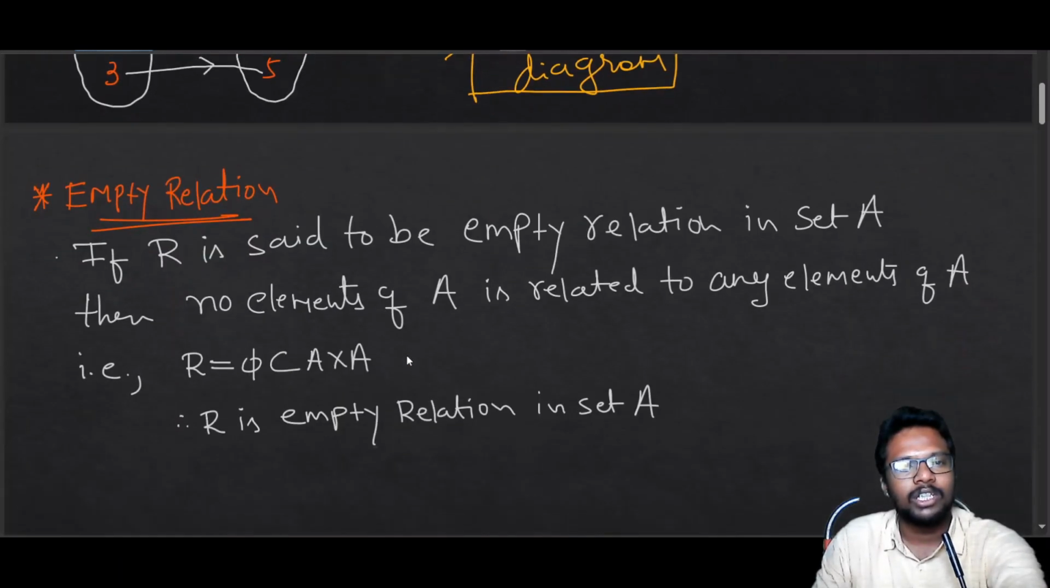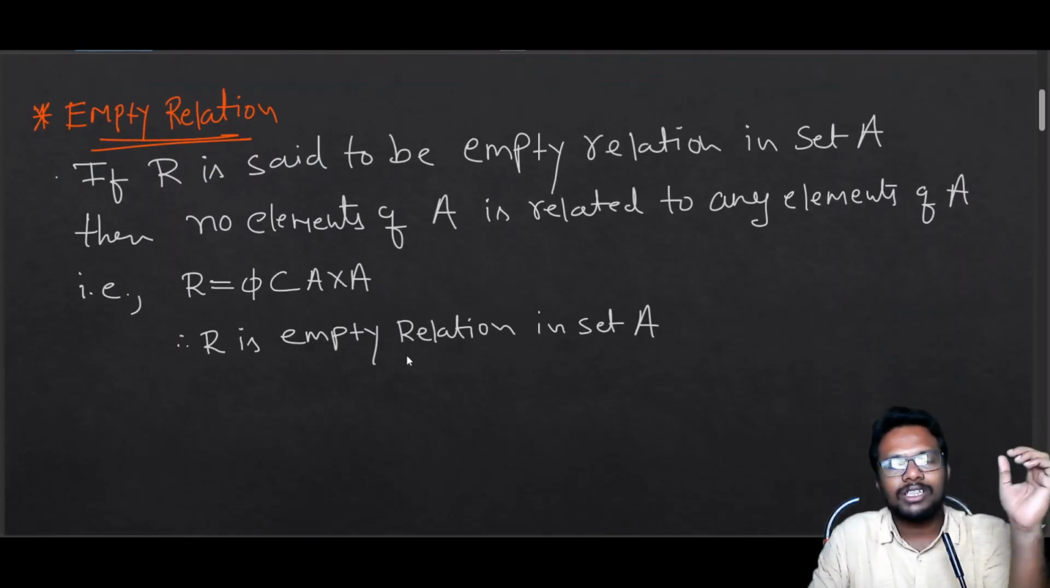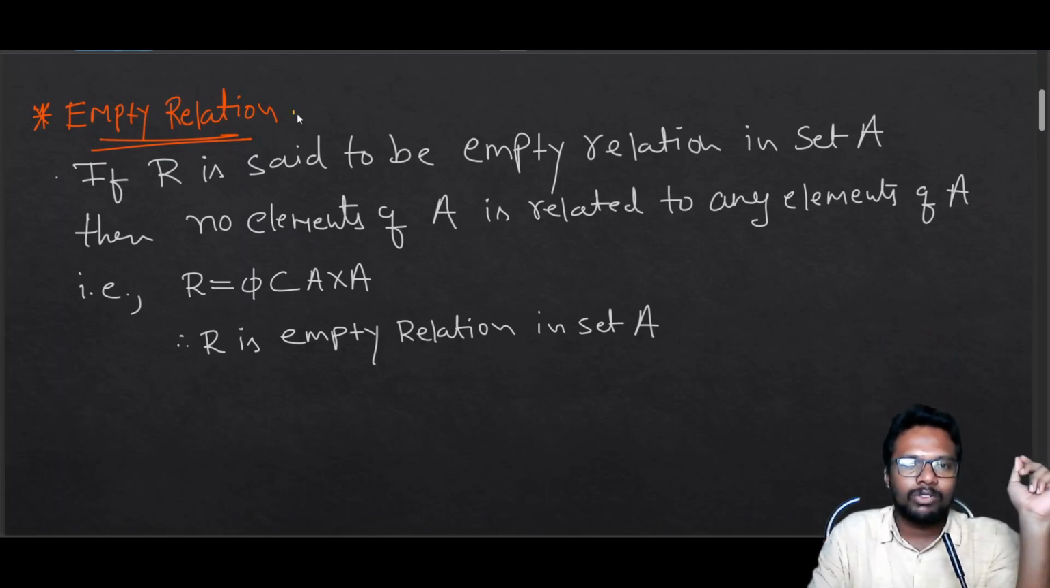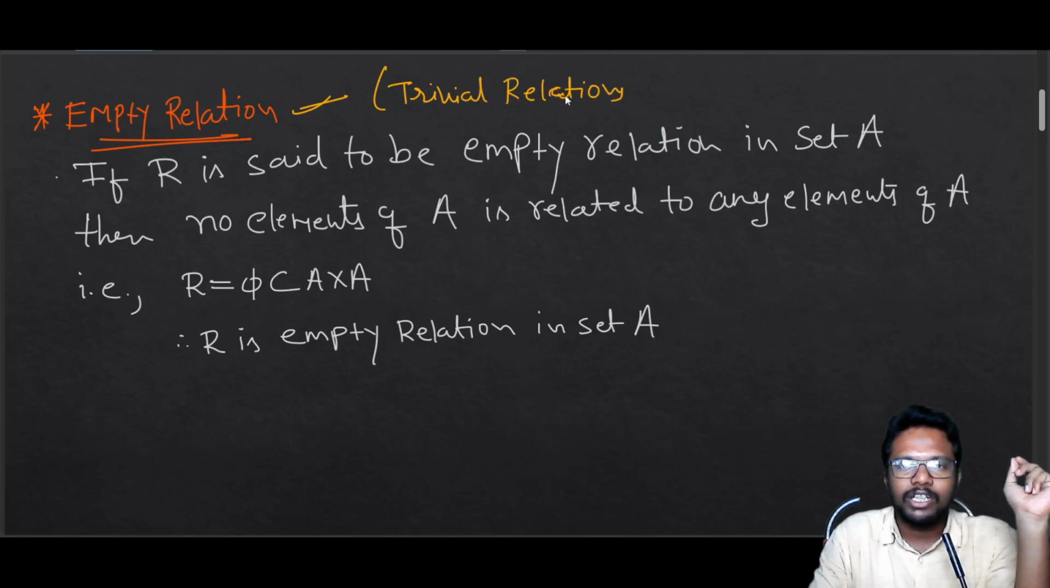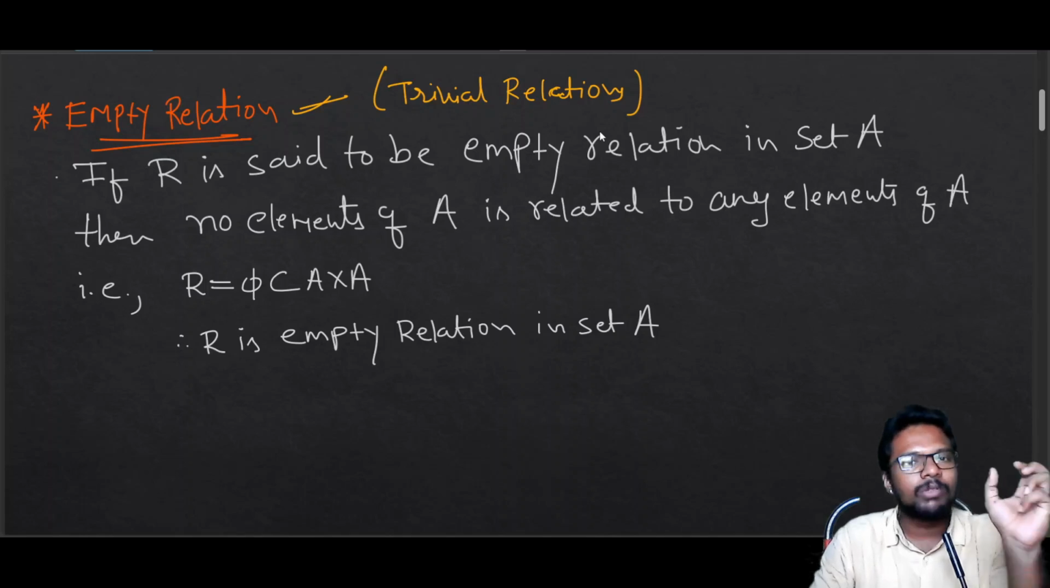Next, now let us come to our first type, empty relation. This comes under trivial relations. Trivial relations means, as we have already discussed in the previous video, it is an obvious thing to represent a relation, an obvious thing to create a type of relation, empty relation.